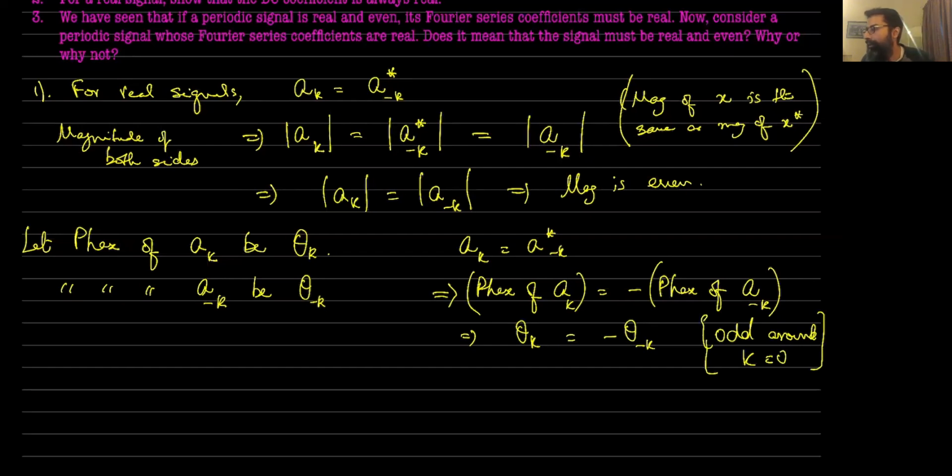So the key fact that I've used is that the phase of the conjugate of a number is the negative of the phase of the original number. Muniba asks whether AK equals A conjugate of minus K is for real signals only, or real and even signals. The answer is only for real signals, not for real and even signals.